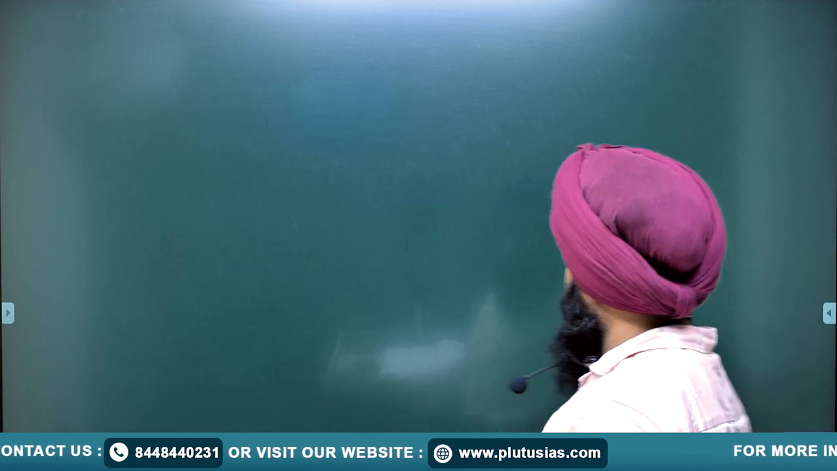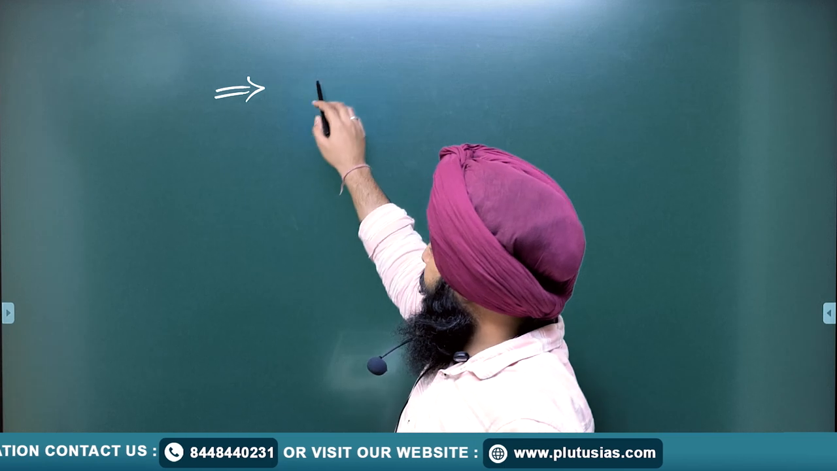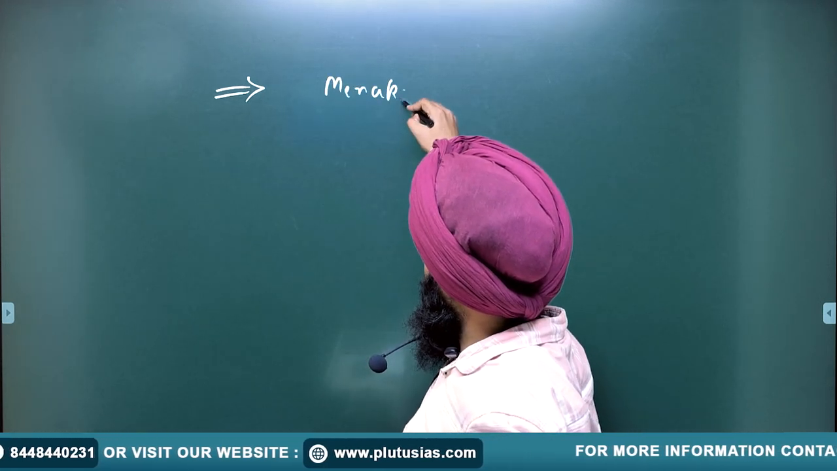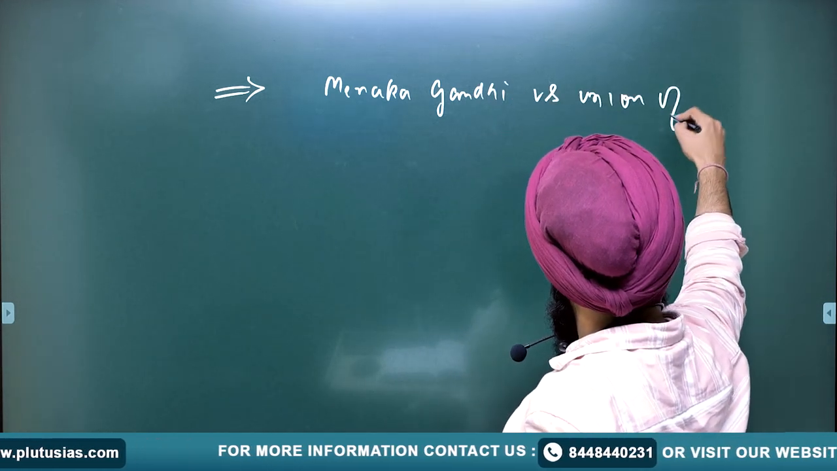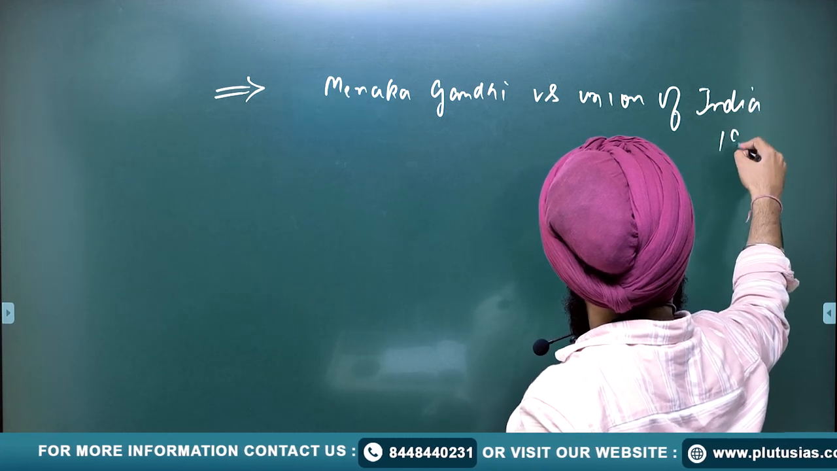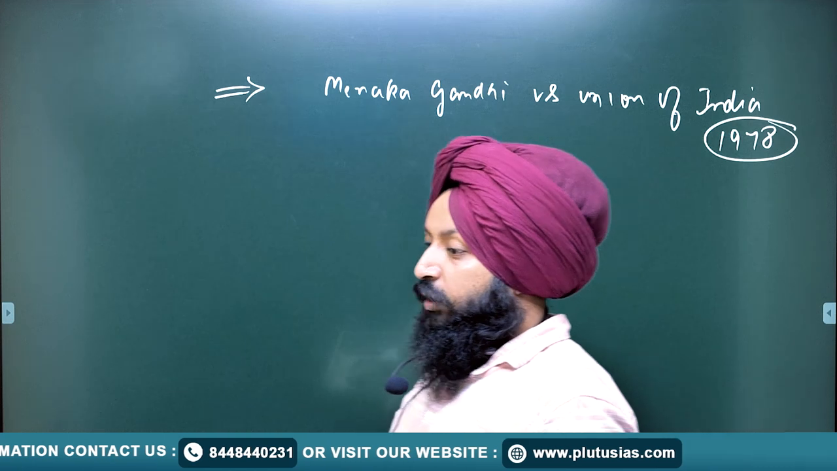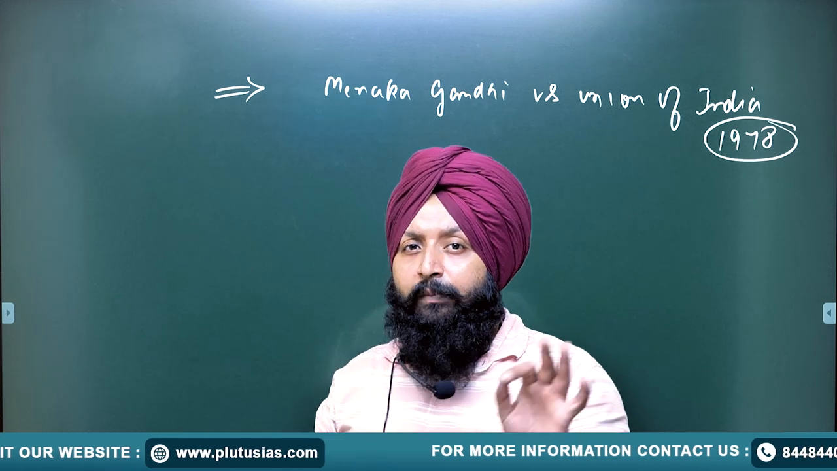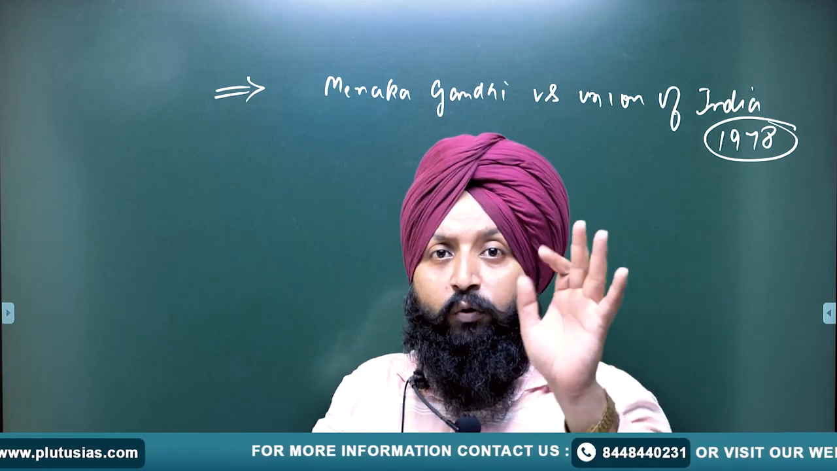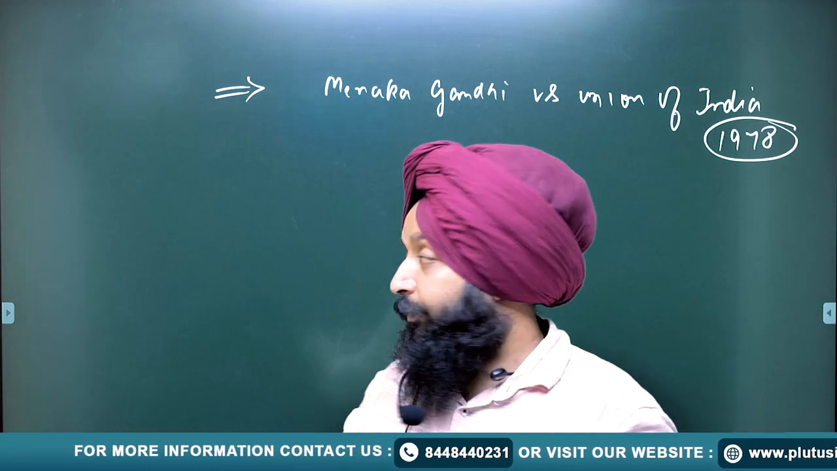Now the question arises, why did the Supreme Court in A.K. Gopalan not interpret the expression procedure established by law as the due process of law? This happened in Menaka Gandhi versus Union of India. A.K. Gopalan was decided in 1950. Menaka Gandhi versus Union of India was decided in 1978. The same question was before the Supreme Court this time also.